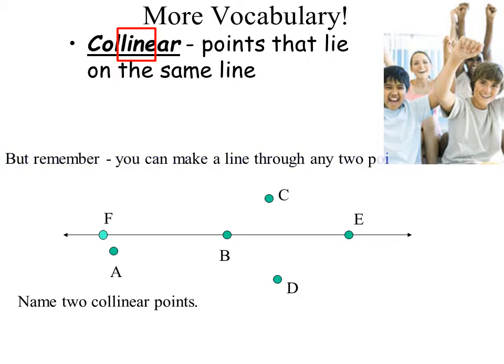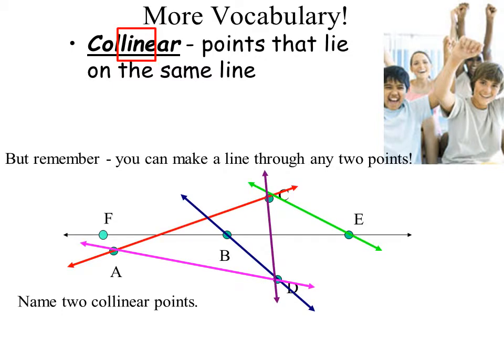But remember, you can put a line through any 2 points. I can make a straight line through any 2 points. So really, any 2 points would be collinear. I could say that AC are collinear or BD is collinear. So just because I can't actually see the line doesn't mean that it doesn't exist. There is a line through any 2 points.